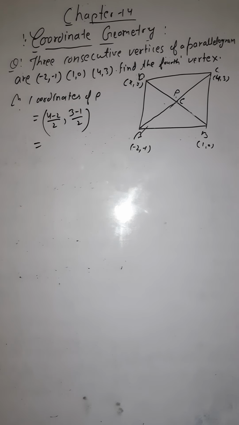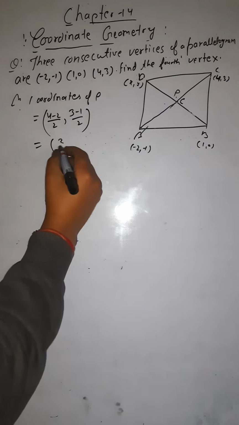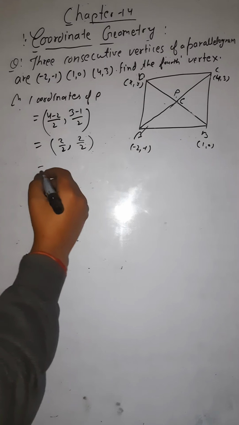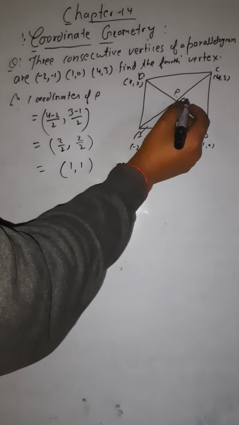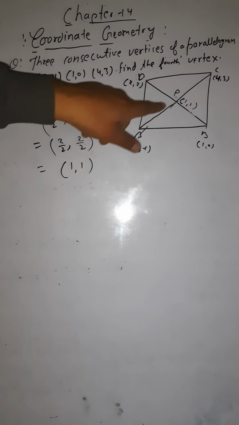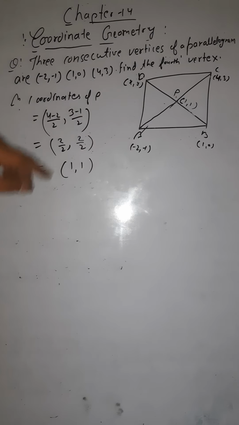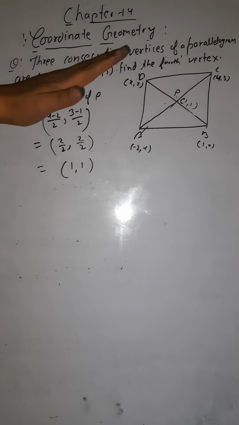So the coordinates of P are what? 4 minus 2 is 2 by 2, and 3 minus 1 is 2 by 2. So the answer would be 1, 1. So the coordinates of P are 1, 1. Are you getting this? The coordinates of P are 1, 1. I have written the coordinates of P using the midpoint theorem.